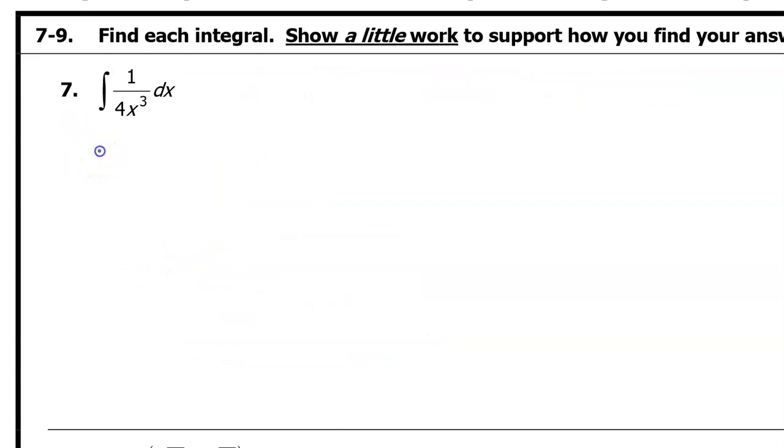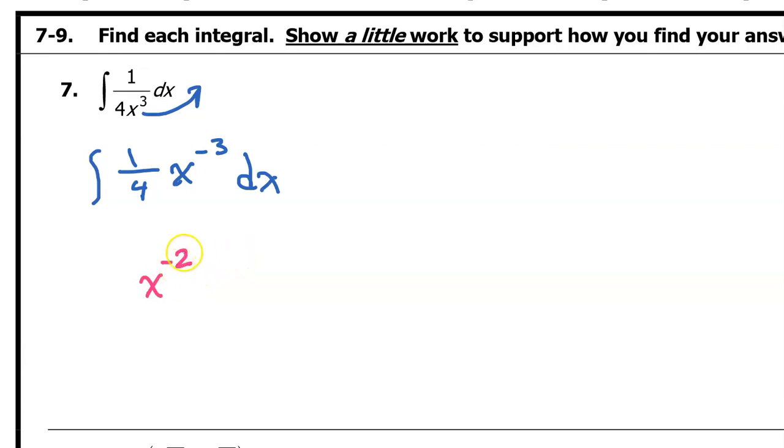Looking at number 7, we need to rewrite this a little bit before we get started. You see the 1/4 right here. I'm going to take the x to the third power and move it out of the denominator. I'm going to write it as x to the -3 power. Now I'm ready to use the power rule of integration, which says that I can add 1 to this exponent. -3 plus 1 is -2. Then I need to divide by the new exponent. I'm going to show that as a -1/2.